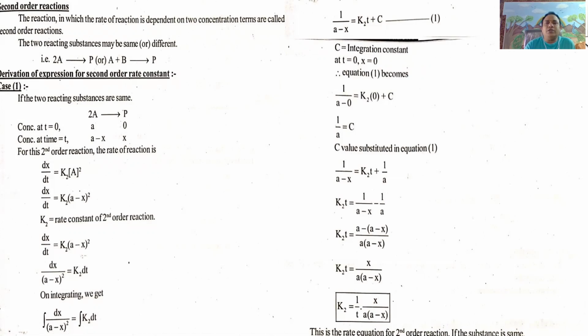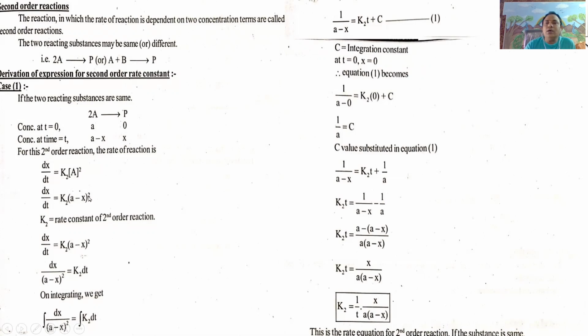According to law of mass action, at constant temperature, the rate of reaction is directly proportional to the product of concentration of the reactants. That is, the rate dx by dt is directly proportional to A minus X. But it is a second order kinetics. Therefore, the sum of the powers of the concentration of the reactants are equal to 2. That is, the rate dx by dt equal to K2 into A to the power of 2 or dx by dt equal to K2 into A minus X whole to the power of 2.